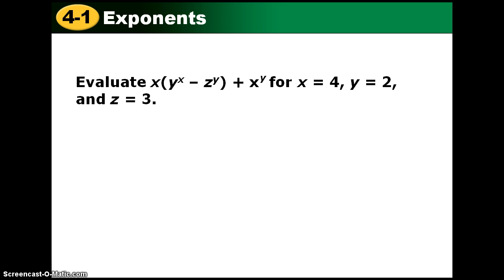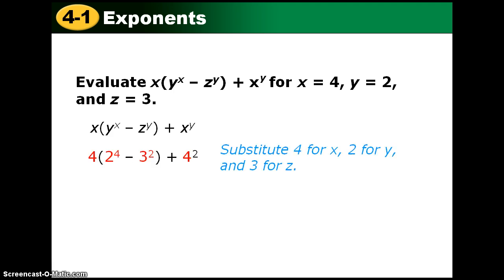What if we have to evaluate something that looks kind of messy? We have x times the quantity y to the x minus z to the y, plus x to the y, for x equals 4, y equals 2, and z equals 3. Start by carefully plugging in your values to the correct places. So we get 4 times the quantity of 2 to the fourth minus 3 to the second, plus 4 to the second. We have parentheses, and inside parentheses we have exponents.